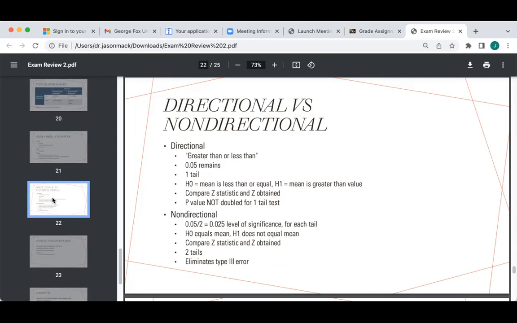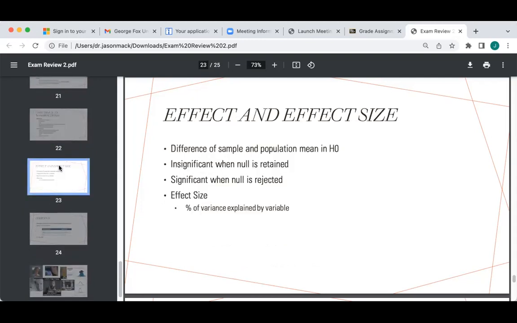So for the effect and effect size, the effect is the difference of sample and population mean in the null hypothesis. It's insignificant when the null is retained. It's significant when the null is rejected. Effect size is the percent of variance explained by the variable.